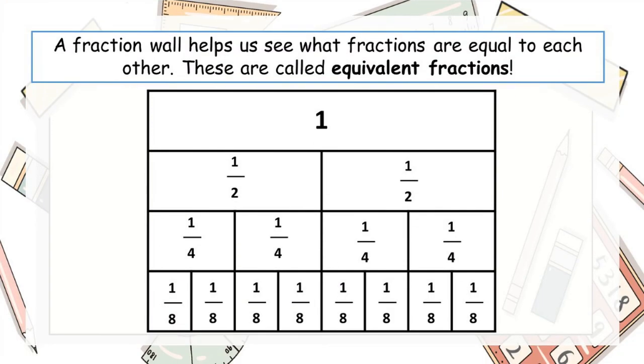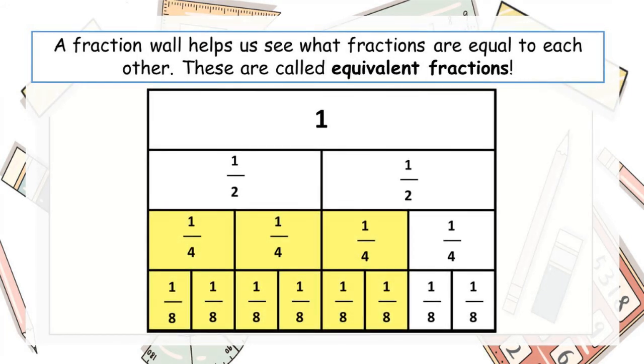How about 3 quarters? What fraction has the same value as 3 quarters? Well, the answer is 6 eighths. If we count up 1, 2, 3 quarters, and we move down to the eighths, we'll see that is equal in value to 6 eighths.